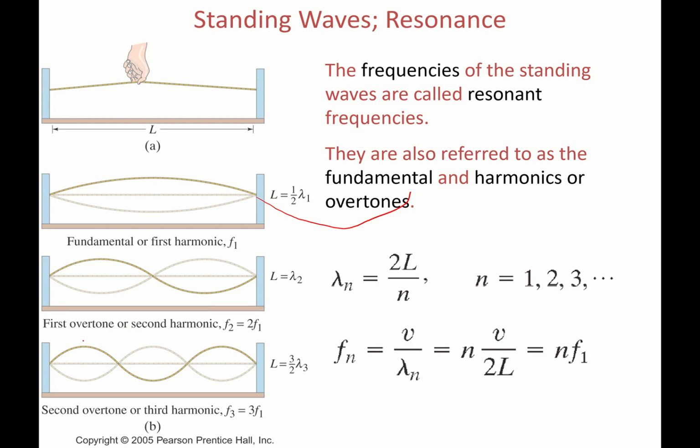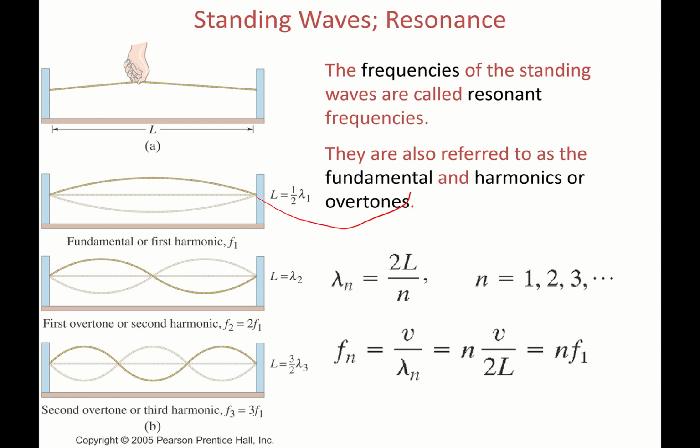In the third harmonic, you get 1.5 waves in there. So the wavelength is 2 times L over N, where N equals 1, 2, 3. So for N equals 1, the wavelength is twice the length of the string. For N equals 2, the wavelength is 2L over 2, or just the length of the string, etc.